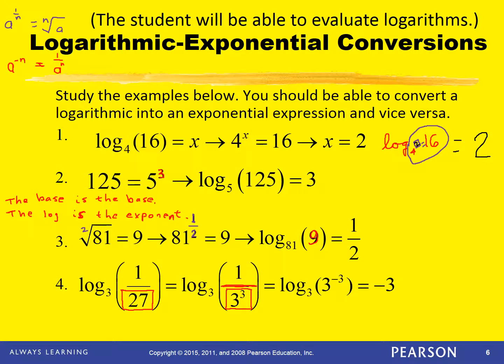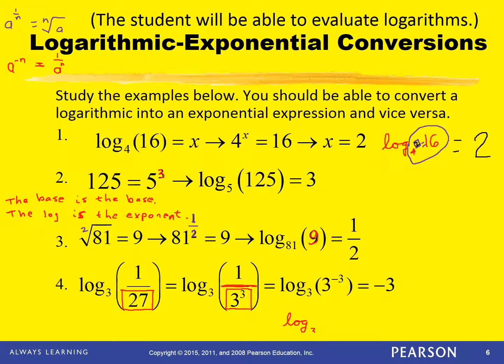Log base 3 of 1/27. Okay, what is that? Well, we want to think of 1/27. It'd be nice if we could think of it as an exponential with base 3, and you'll see why in a moment. Well, the 27, we can write the 27 as an exponential with base 3. The 27 is the same thing as 3 to the third. Okay, so this 27 right here is the same thing as this 3 to the third right here.